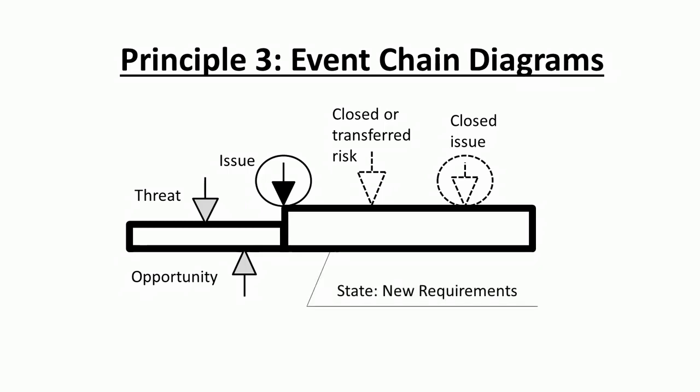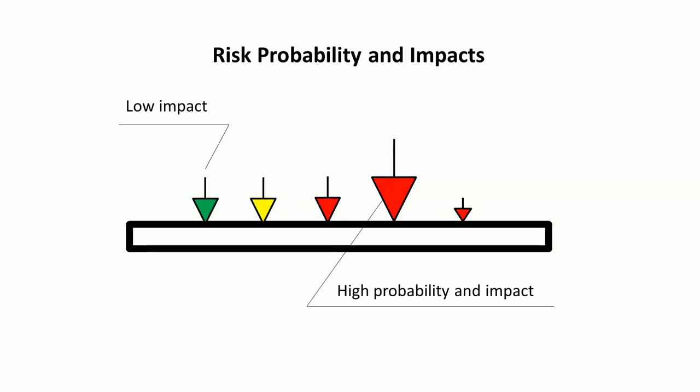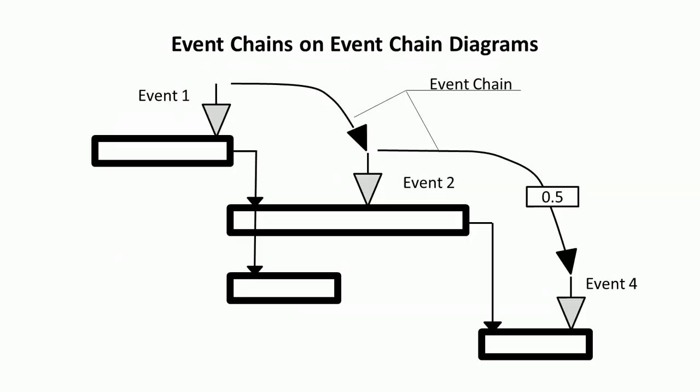Colors represent the calculated impact of the risk. A higher impact is red, and a low impact is green. The size of the arrow represents the probability. Event chains are shown as lines connecting arrows depicting events. Event chains may trigger another activity.